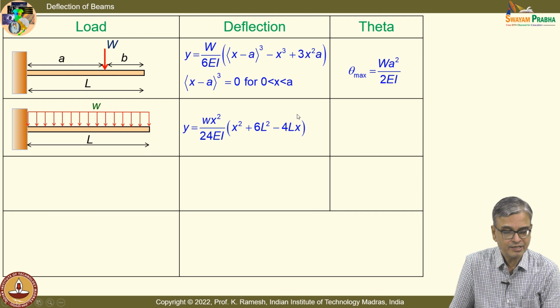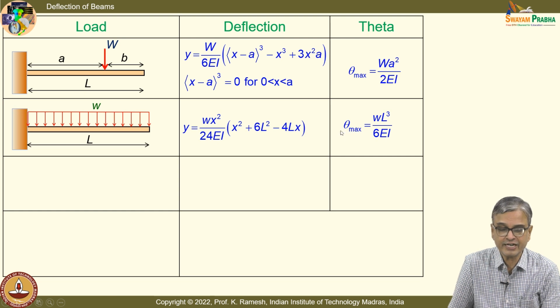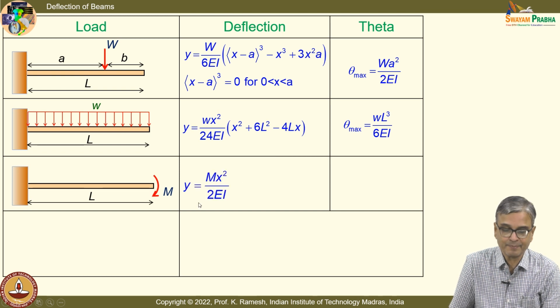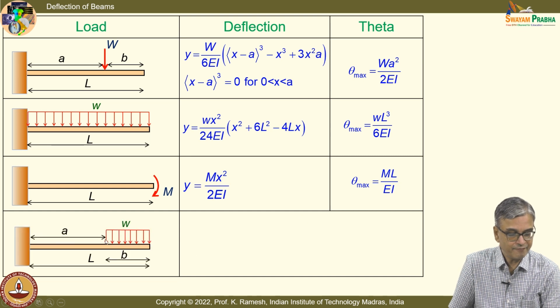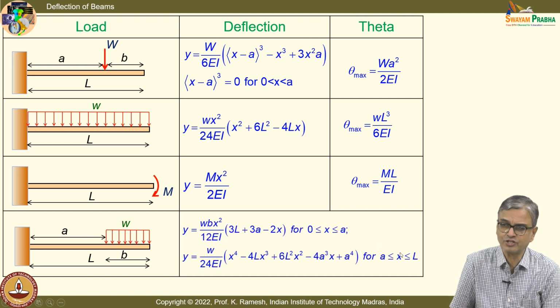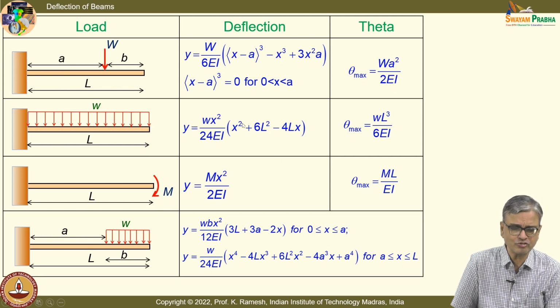Okay. And I have these expressions given for deflection and for theta. So, instead of phi it is all put as theta, y and theta are put in this table. So, I can have a bending moment applied, Mx squared by 2EI is what you are getting, and theta max is ML by EI, and I have a part of the beam having a uniformly distributed load. And you have the interpretation. So, you should know how to interpret this equation. That is also given here.